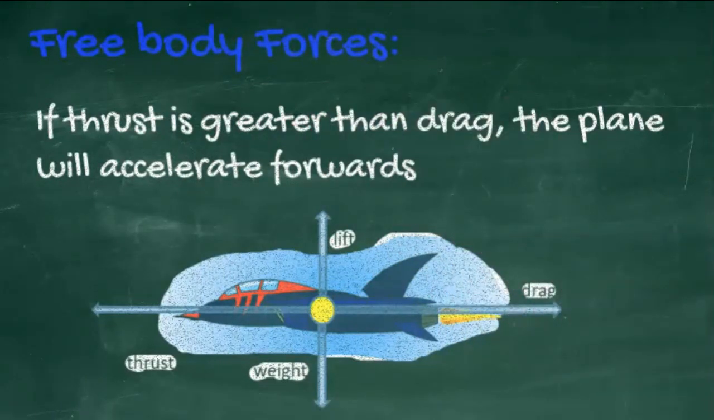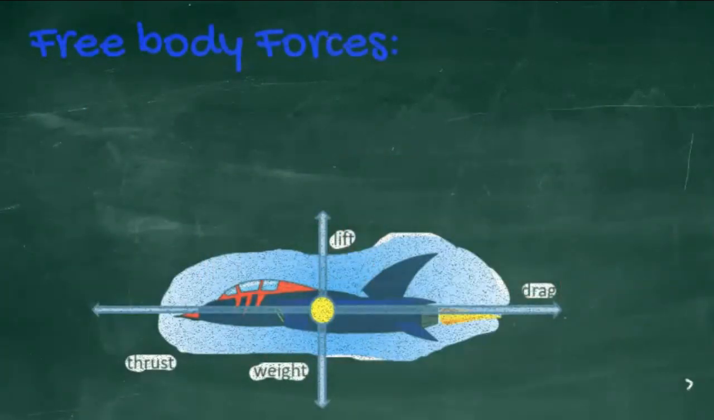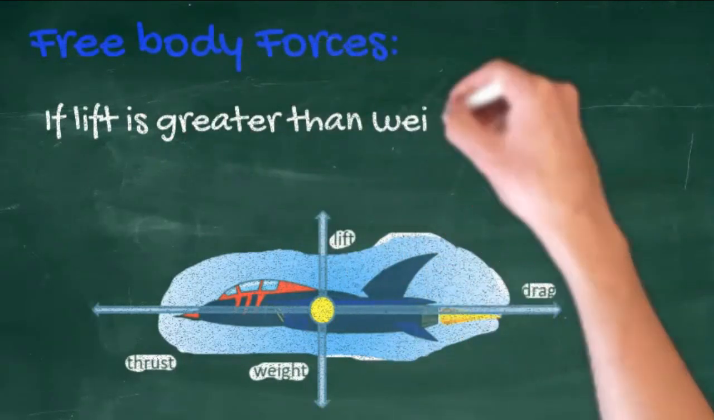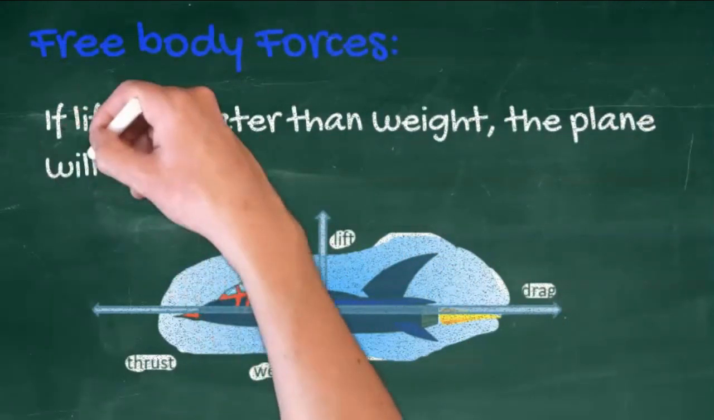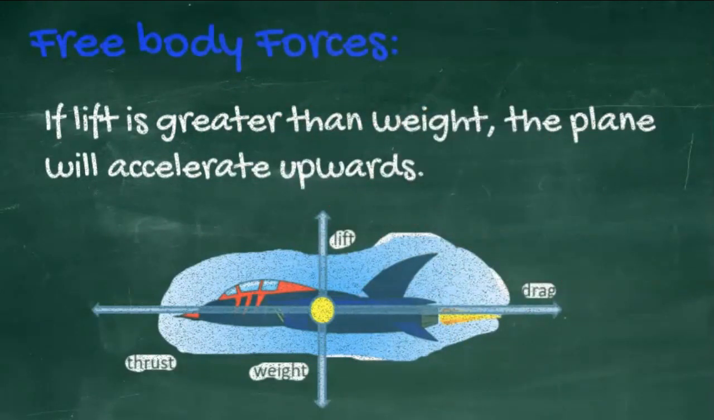because unbalanced forces result in acceleration. If the lift is greater than the weight, then the plane will accelerate upwards. And if all the forces are equal, the plane will continue at constant velocity.